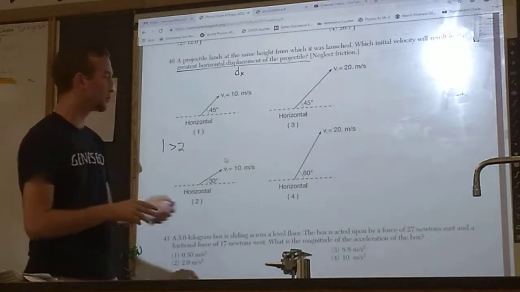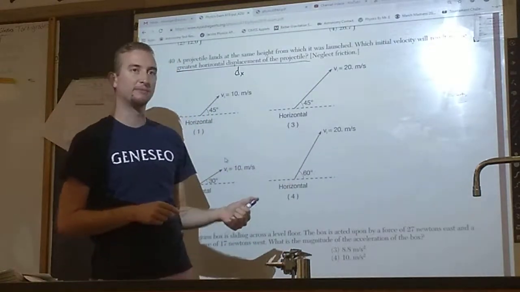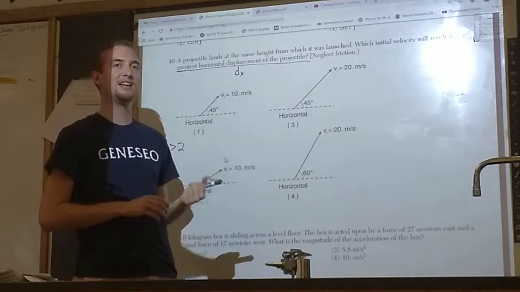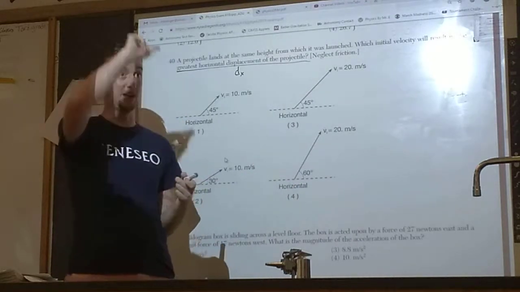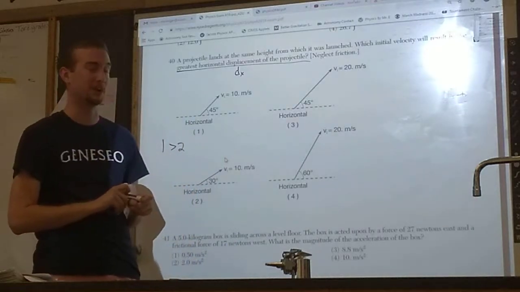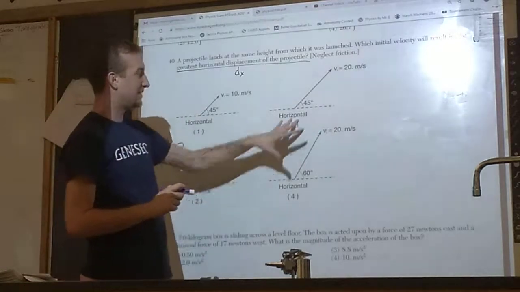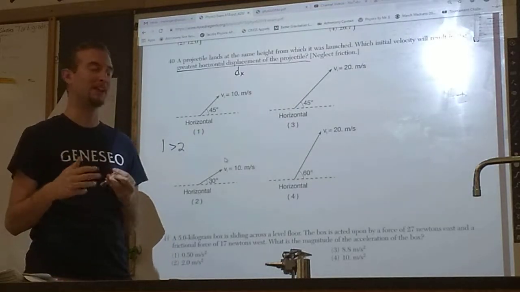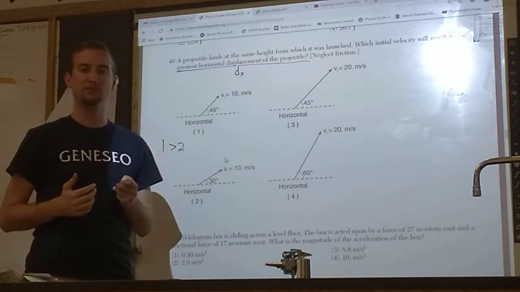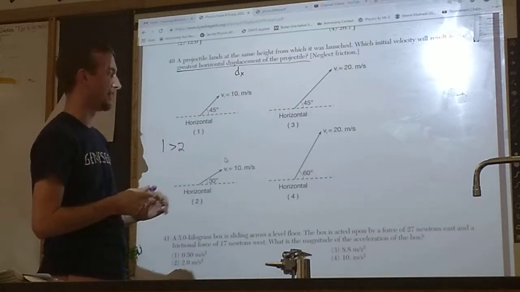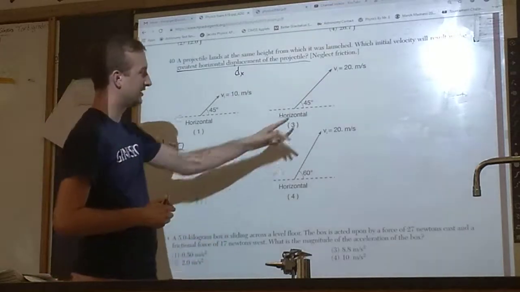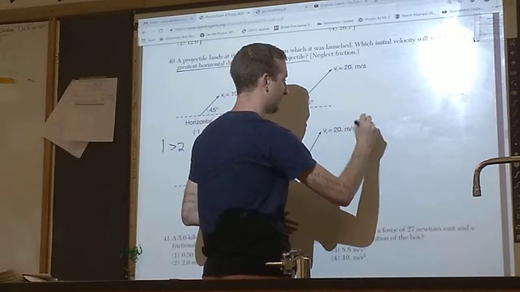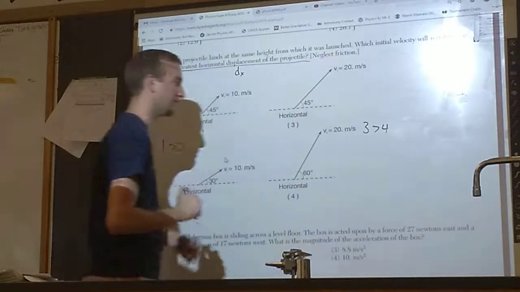You could go to an extreme. Think about launching at like 85 degrees. The x component's going to be tiny. It's barely going to move forward, but it's going to be in the air for a really long period of time. Okay? What happens again is 45 degrees is the best angle to launch from. And again, there are mathematical ways to prove this. I'm not going to get into them right now. Assuming everything else is the same, 45 degrees is the best angle to launch from. We have 3 will go farther than 4.